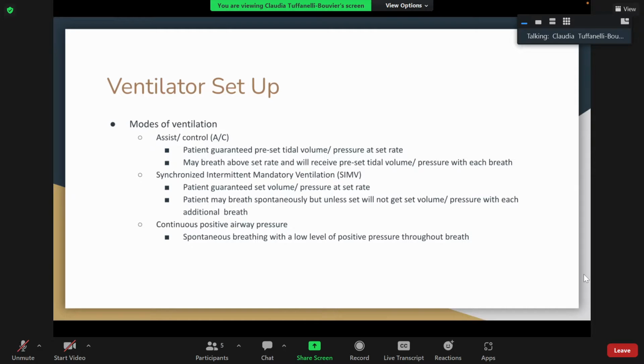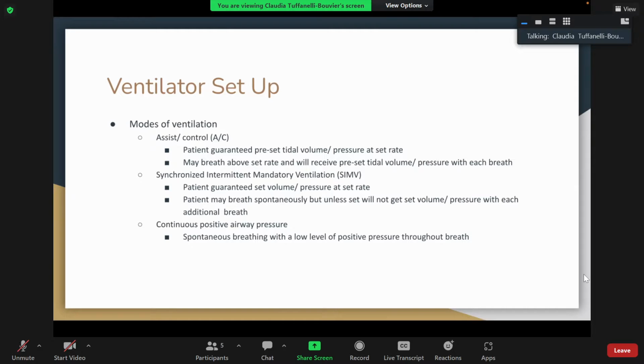That's a guaranteed set volume and a pressure at a set rate. So you're going to give them a volume and a pressure. They could breathe spontaneously, but they don't get that volume or pressure with their additional breaths. They're only getting that set volume and pressure when you say. So if you set it at 20, and at 20 you want them to get a specific volume and specific pressure, then in every extra breath they don't get any support from the ventilator. Whereas with assist control, if they're breathing over the vent, they will get some additional pressure and additional support.